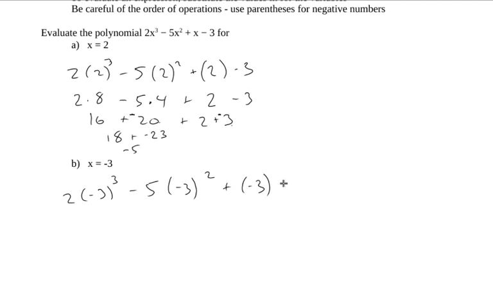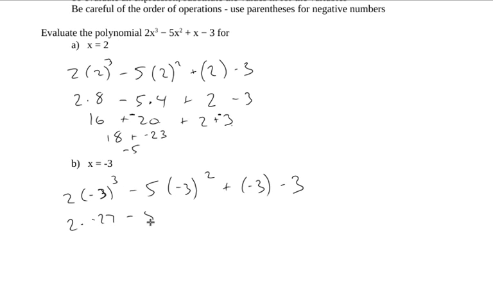Let's see, negative 3 minus 3. So when we take a negative number and we raise it to a power, if it's in parentheses like this, that entire number is going to be repeated. So this would be negative 3 times negative 3 times negative 3. That would be negative 27.